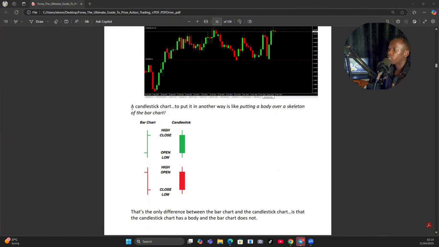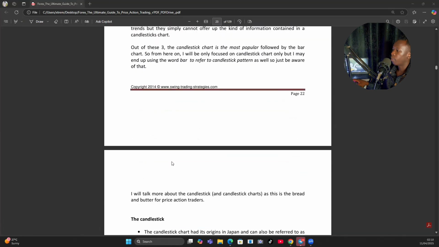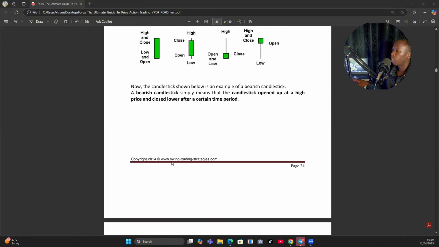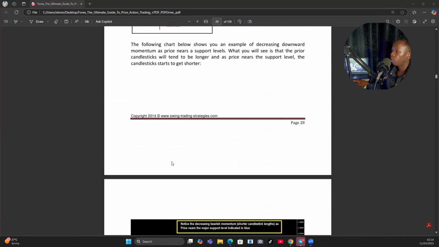In this video you see a candlestick chart, to put it another way, like putting a body over a skeleton of the chart, the bar candle. This is the skeleton, this is like a bar candle, but this is a candlestick. This is not very clear, let me look for something here and show you.